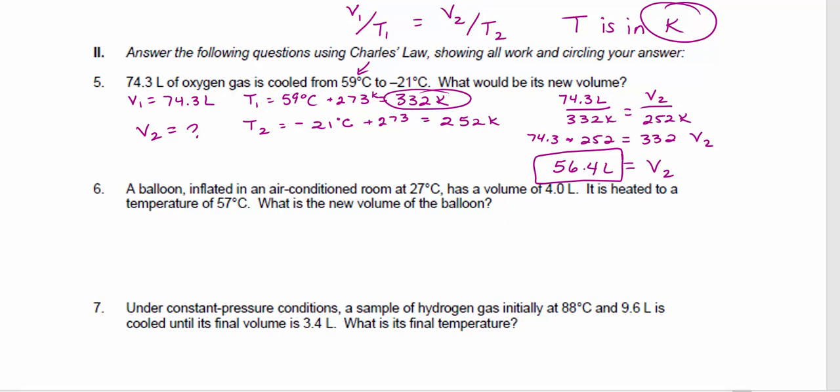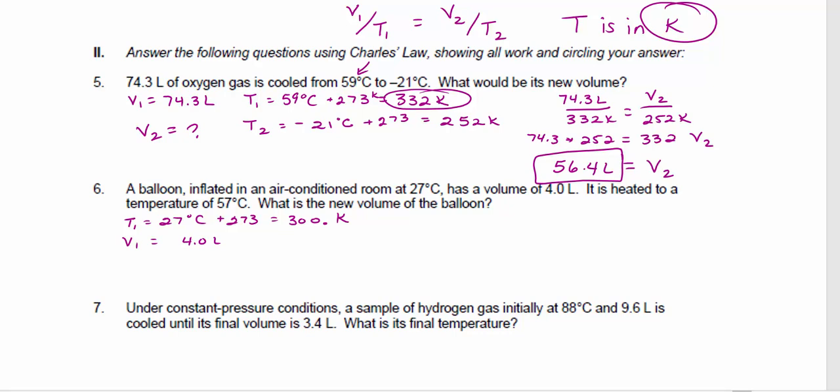Number six, a balloon inflated in an air-conditioned room. So we have a T1 value of 27 degrees Celsius. I'm going to add 273 to that immediately and get 300. I'm going to put a dot there, to make sure all of those digits are significant. And we have a volume, a V1, of 4.0 liters.